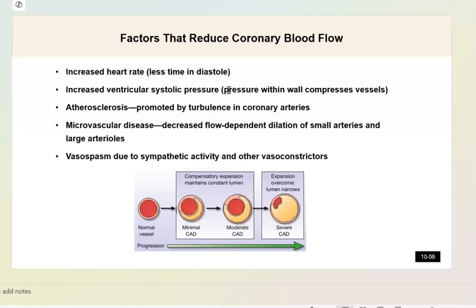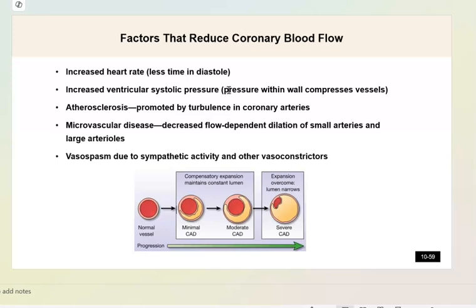This one here is showing us, again, the factors that reduce coronary blood flow. It's another way to look at it, as we've talked about already. The increased heart rate means less time in diastole, so less time to fill the coronary arteries. Our increased ventricular systolic pressure creates pressure within the wall, and that compresses our coronary vessels.